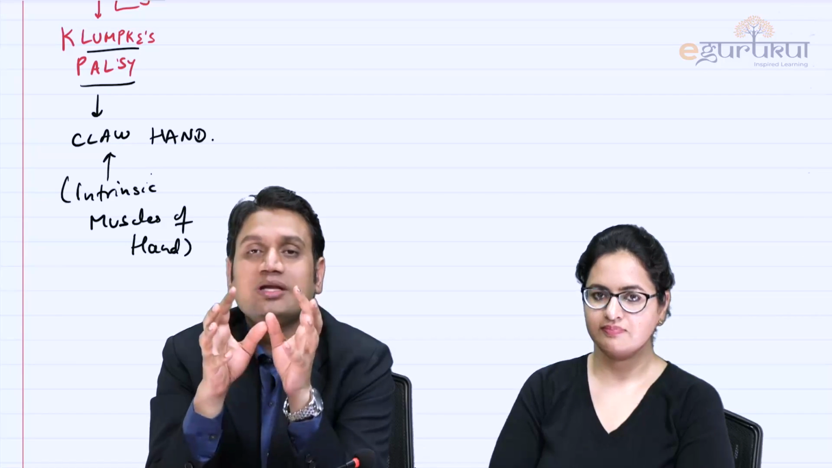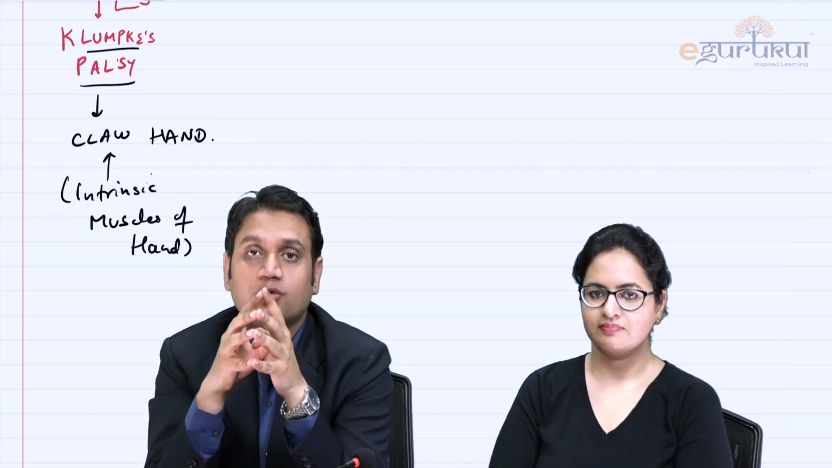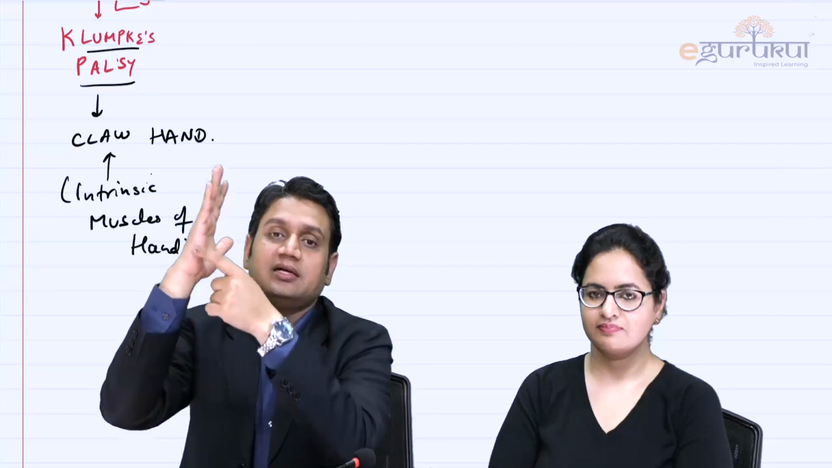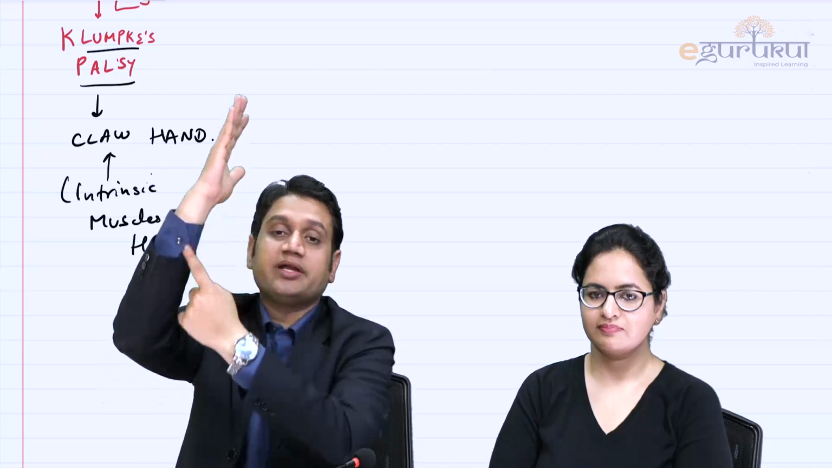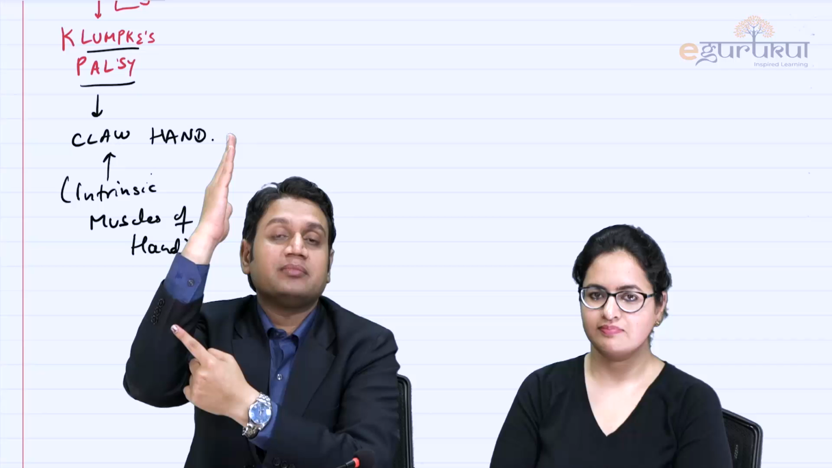Second thing, not only the claw hand, C8 T1 is also responsible for the sensory loss, where the C8, this area, marginal area here, and T1 here. Okay, so sensory loss on the medial aspect of the hand and of the forearm, right?